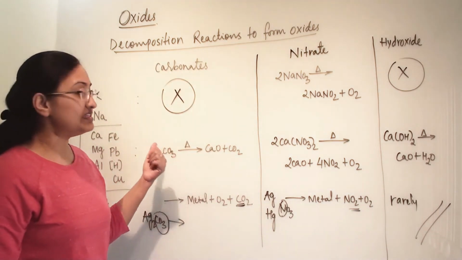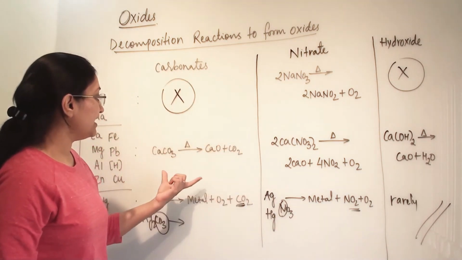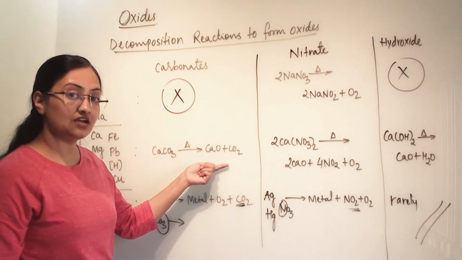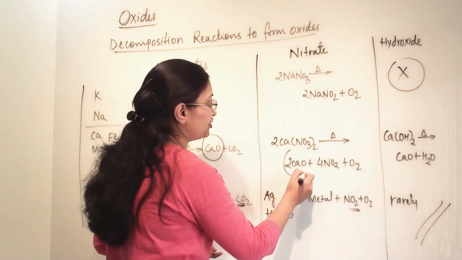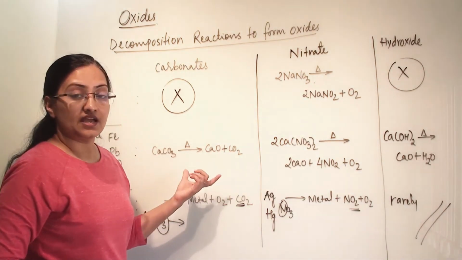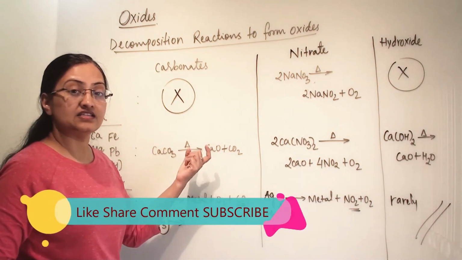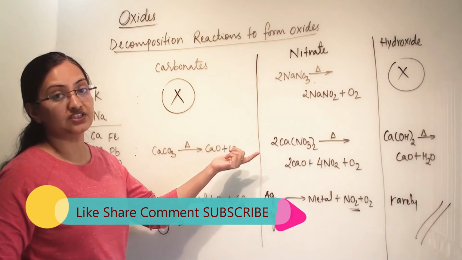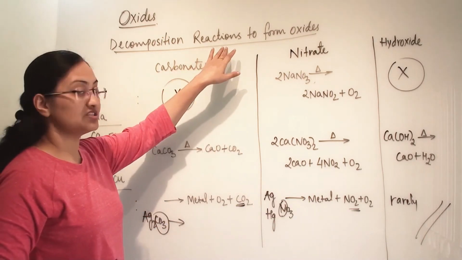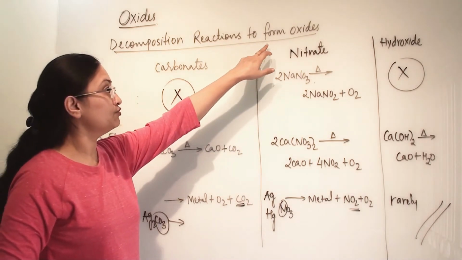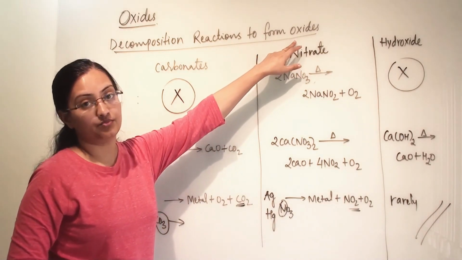So when we see all these reactions, at the end of this decomposition reaction we will get the oxide of that particular metal. When this reaction happens, we will get as a product the oxides of this particular metal. So that's why we generally perform these decomposition reactions to form oxides of that particular metal.